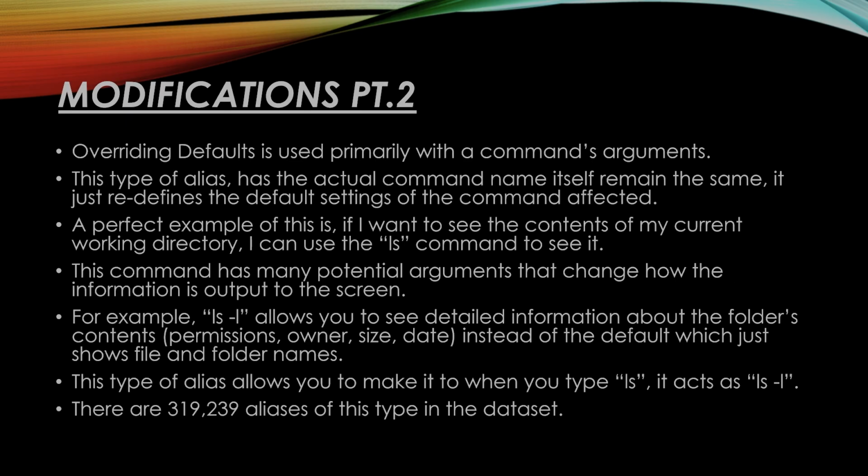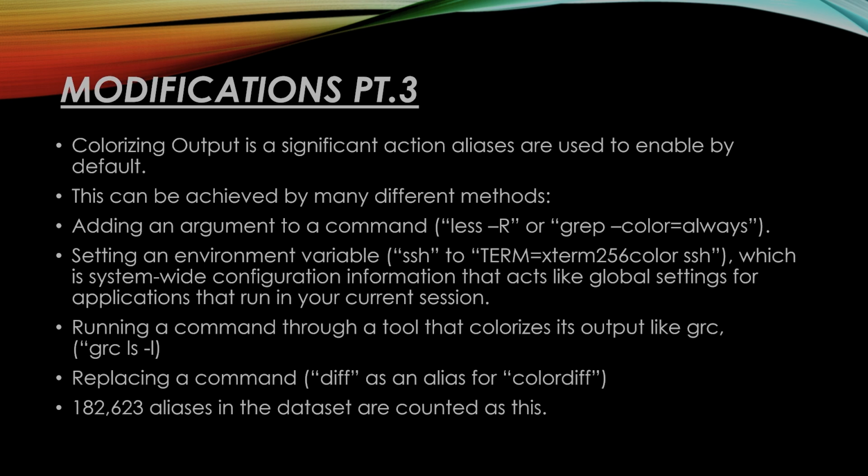Overriding defaults is used primarily with the command's arguments. This type of alias has the actual command name itself remain the same. It just redefines the default settings of the command affected. A perfect example of this is if I want to see the contents of my current working directory, I can use the ls command to see it. This command has many potential arguments that change how the information is output to the screen. This type of alias allows you to make it so that when you type ls, it acts as if you typed ls -l.